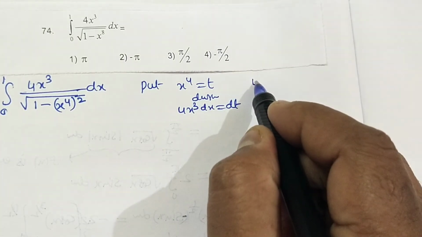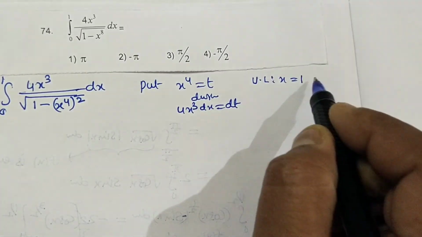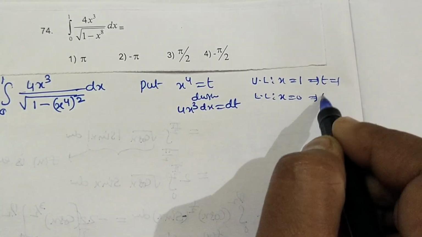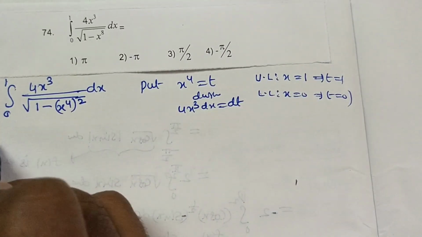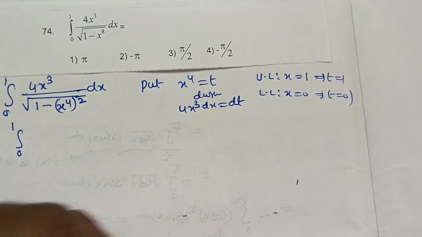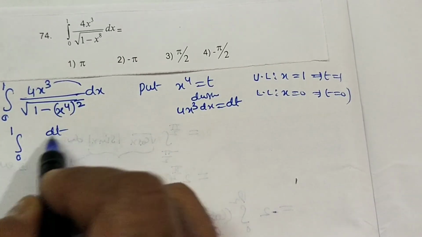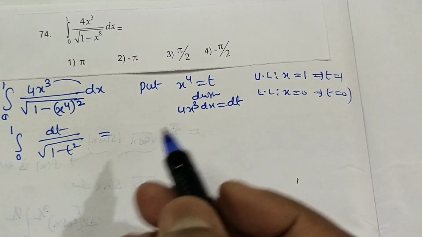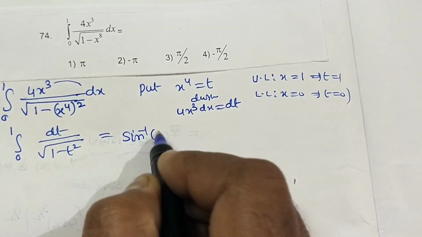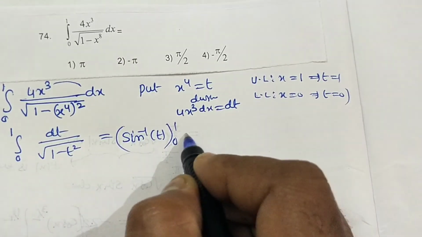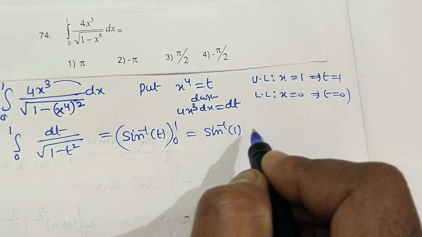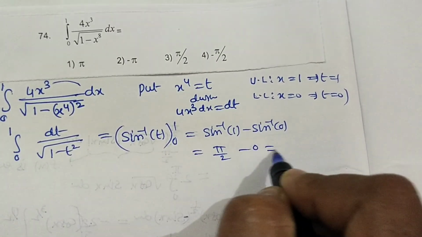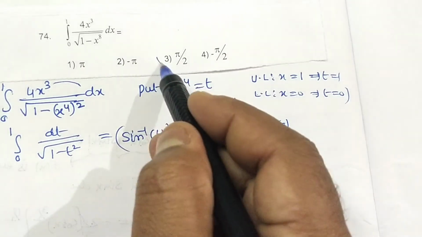Whenever you are taking an assumption, limits will change. Upper limit: when x is equal to 1, t is also equal to 1. Lower limit: when x is equal to 0, t is also equal to 0. So integral 0 to 1, this will become dt by square root of 1 minus t square. Integral 1 by root of 1 minus x square is sine inverse x. So sine inverse t, applying the limit 0 to 1, sine inverse of 1 minus sine inverse of 0. Sine inverse of 1 is pi by 2 minus 0, which is equal to pi by 2. So pi by 2, that's the third option.